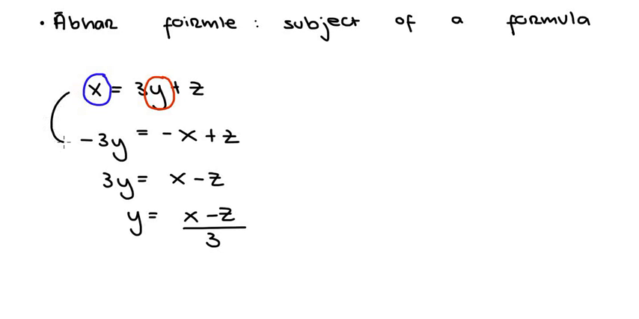So now y is the subject of the formula. So I move y, I simplify, I want y to be positive, and then I divide by 3 to get y by itself. Again, we'll look at this in more detail in another video.